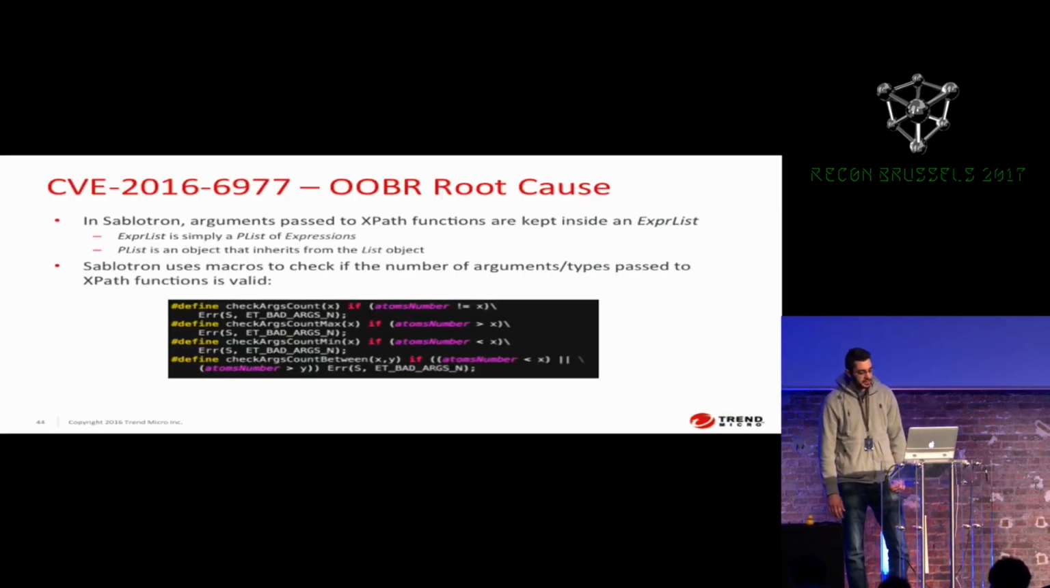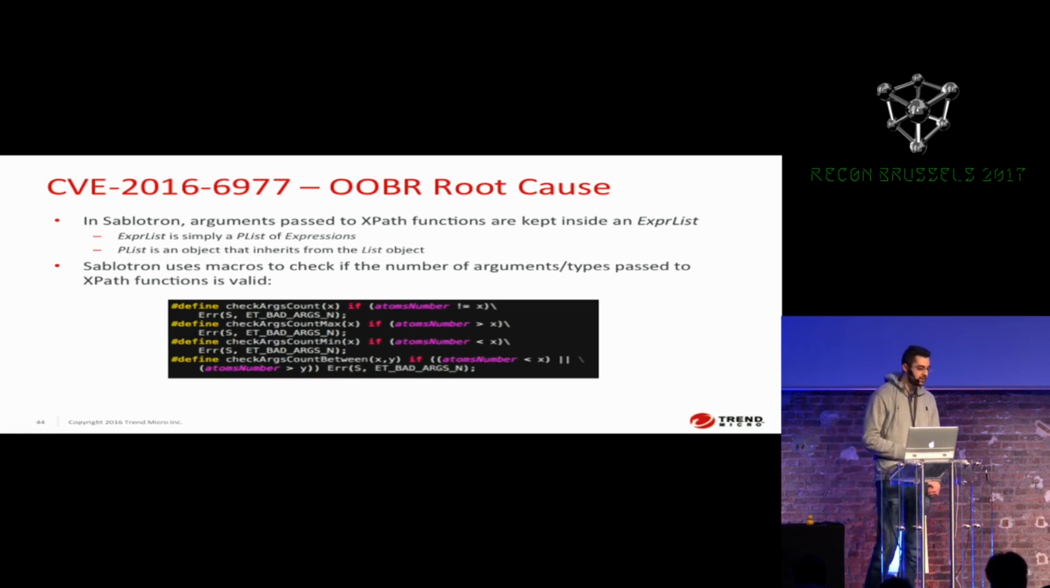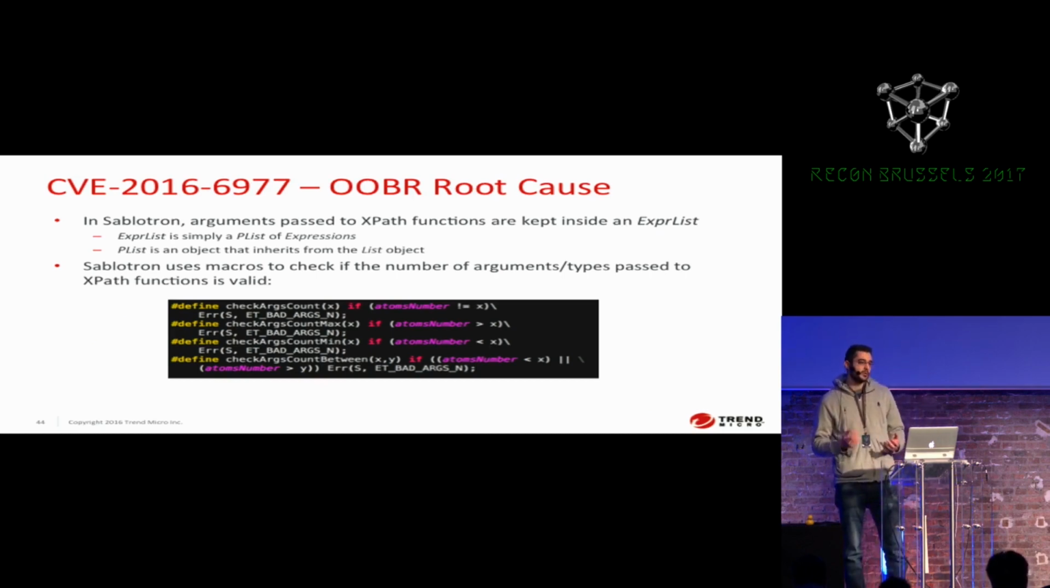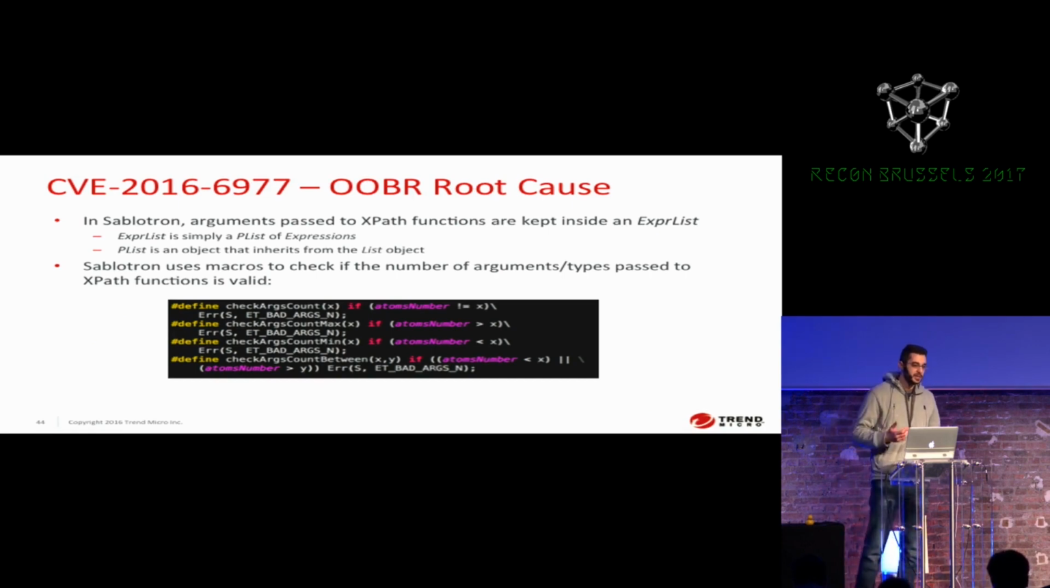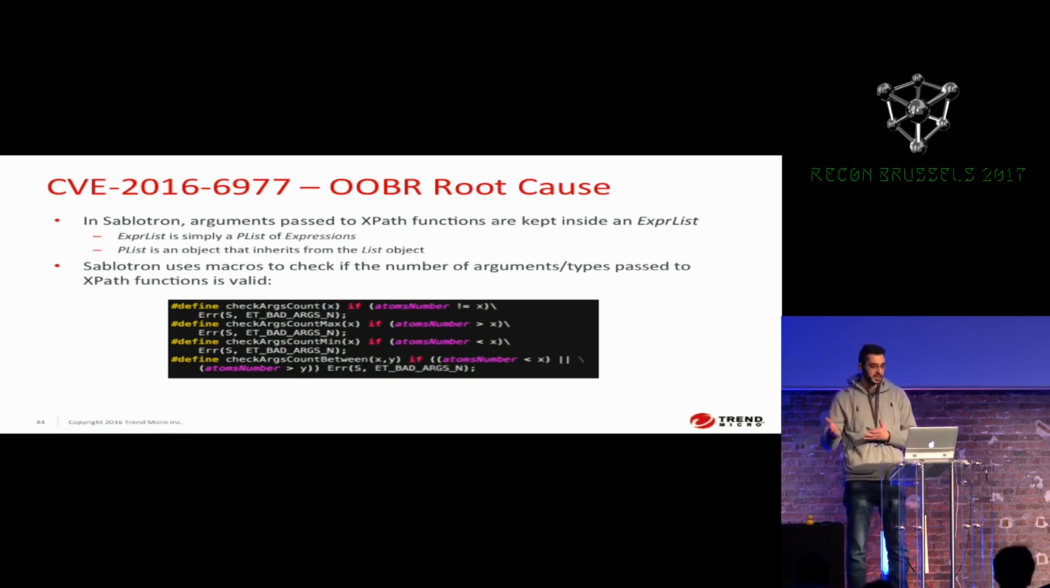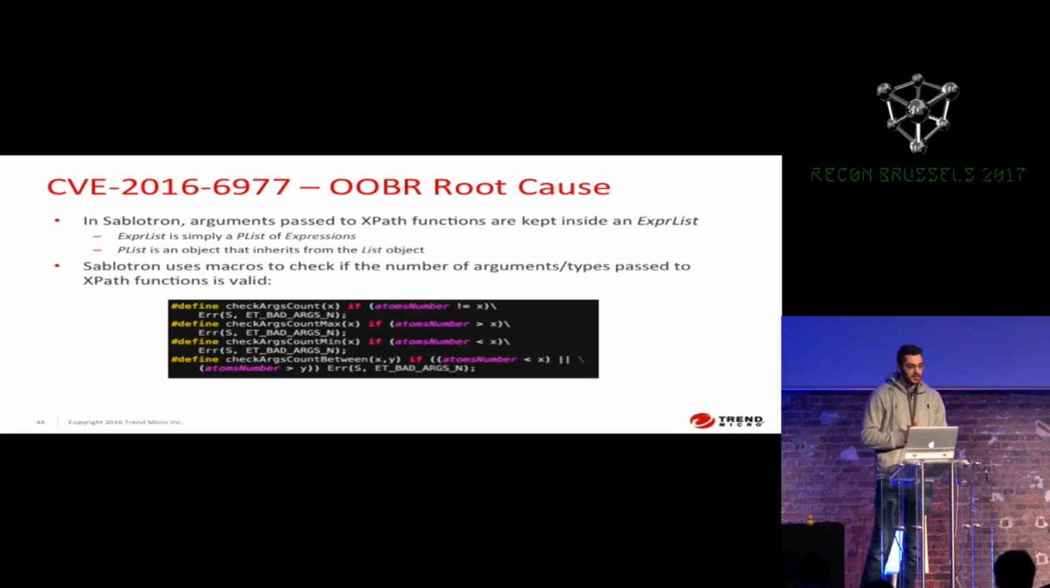This one is in the way XPath functions are being handled inside Sablotron. Basically, the XPath functions in Sablotron check the arguments first, the argument types, and then they reference these arguments. And all the checks are being done inside macros. For example, check args count basically checks if the number of arguments is right. If not, then it's going to bail out.